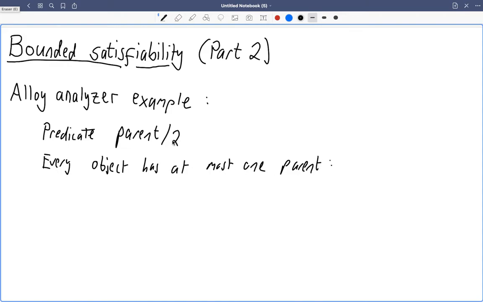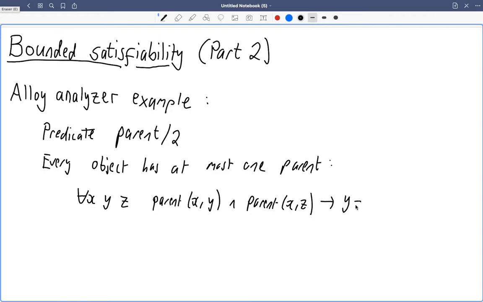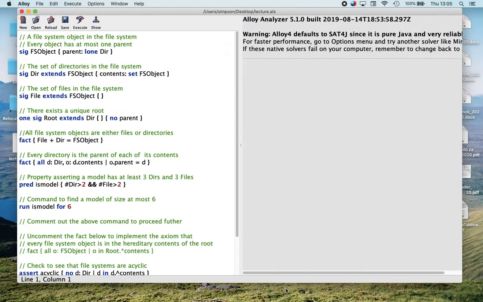So here we've extended the signature, we've added something to the signature, and the axiom we put in is for all x, y, and z, if the parent of x is y and the parent of x is z, then y equals z. Okay. That's just the first line so far.